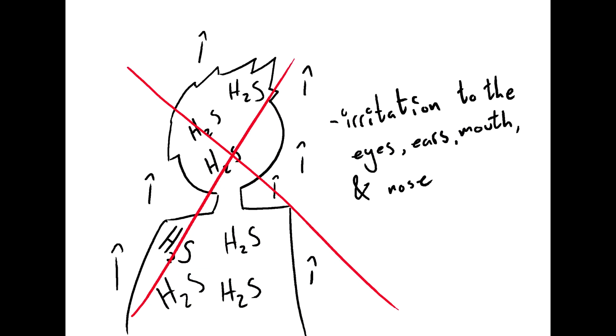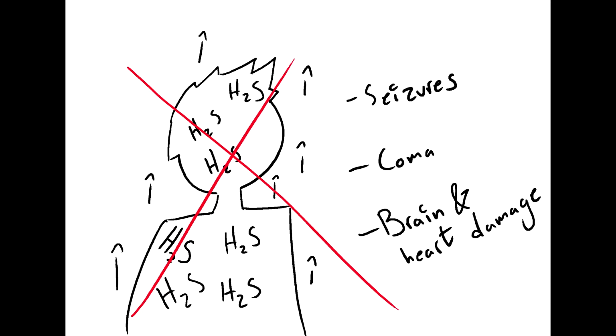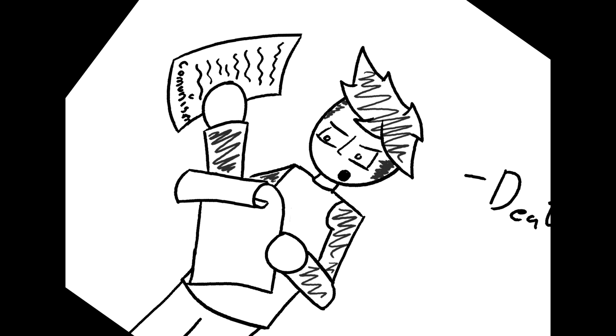exposure to low concentrations may cause irritation to the eyes, ears, mouth, and nose. Exposure to moderate concentrations causes low blood pressure, headache, weight loss, and loss of appetite. Repeated exposure to high levels of hydrogen sulfide may cause seizures, coma, or brain or heart damage. And death.